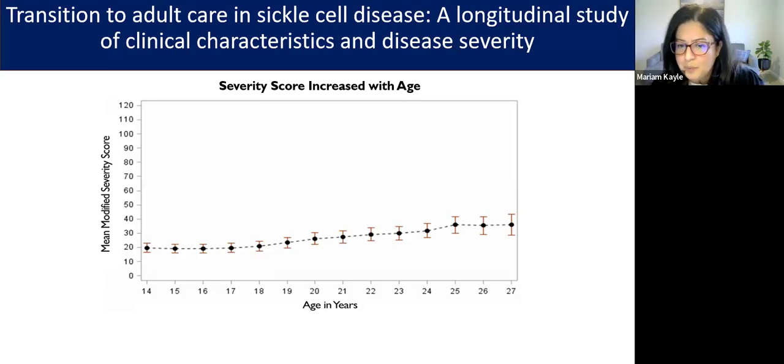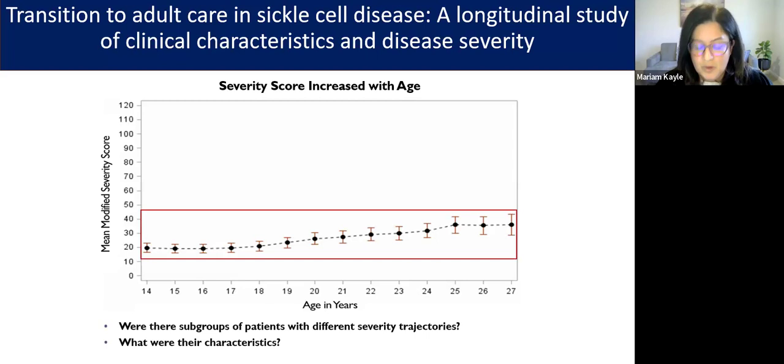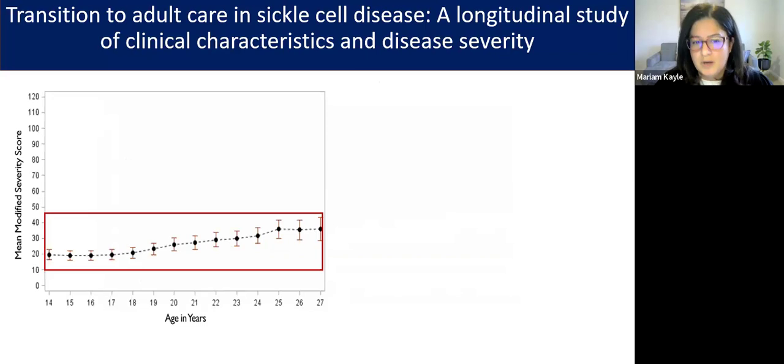Looking at group means, you see an increase in disease severity over time, but you cannot tell who has worse severity and why. And so the question now becomes, were there subgroups of patients with different severity trajectories, and what were their characteristics? Can we predict who they are early on in peds? And so this is where group-based trajectory analysis came in handy.